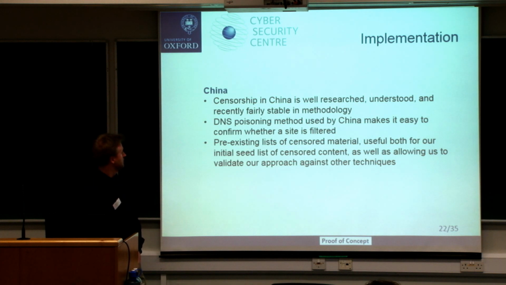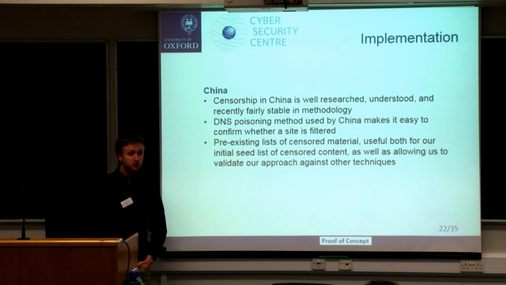And so China. So why China? China is really well researched and understood. They've got a few layers of censorship and it's changed over time, but a lot of it's done by this quite naive DNS poisoning.